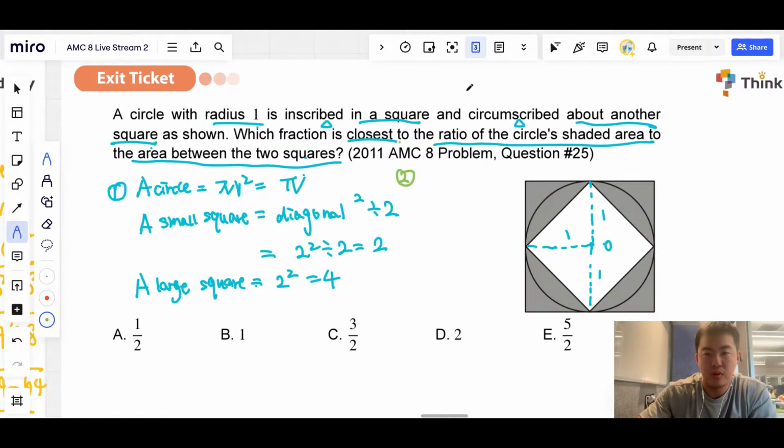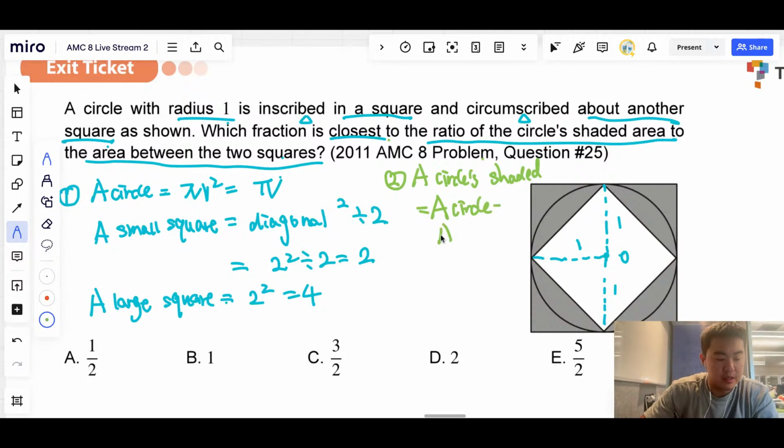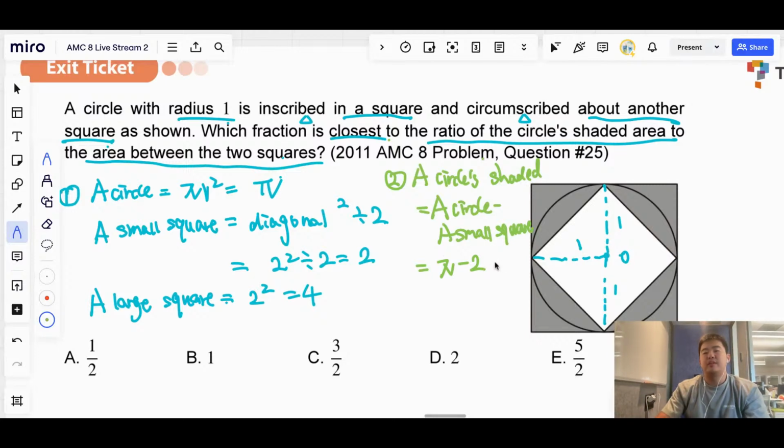Okay, good. So now let's just find the difference between the areas of the squares and also the circle, okay? So I will write it as the circle's shaded area. This part is the difference between the area of the circle and the area of the small square. So that's area of circle minus the area of the small square. Okay, so let's just plug in numbers. The circle is pi. Area of the small square is 2. Since we are not looking for the exact solution, just the approximate answer, let's take pi as 3, okay? So that will be really convenient for the following calculation. Then 3 minus 2, we have the result to be 1. Then we are not done yet. We are also going to find the area between the two squares.